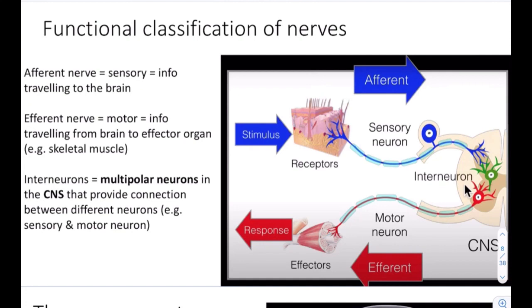Another functional classification of neurons is something called the interneurons. They're basically multipolar neurons in the CNS, so in the brain and the spinal cord, and they provide connection between different neurons. So, for example, here we have the sensory neuron, and here we have the motor neuron. Something that connects them is the interneuron. So this here in green is the interneuron. It connects, for example, the sensory neuron and the motor neuron.